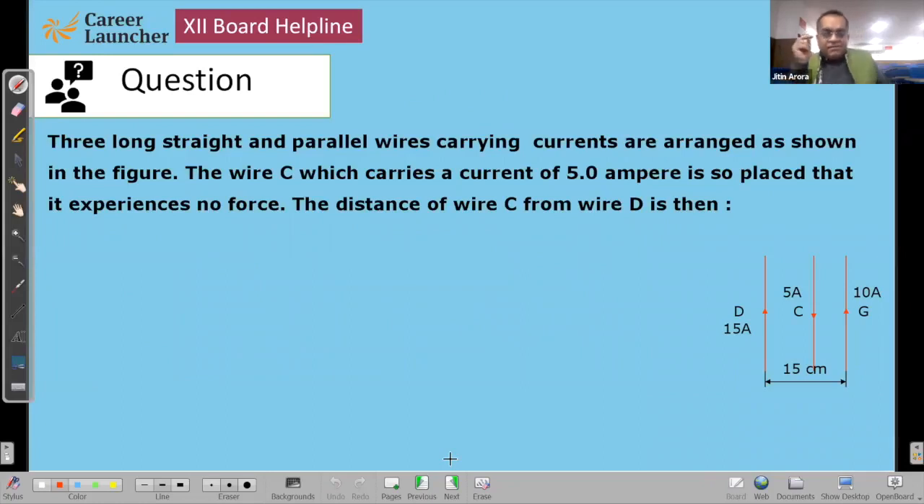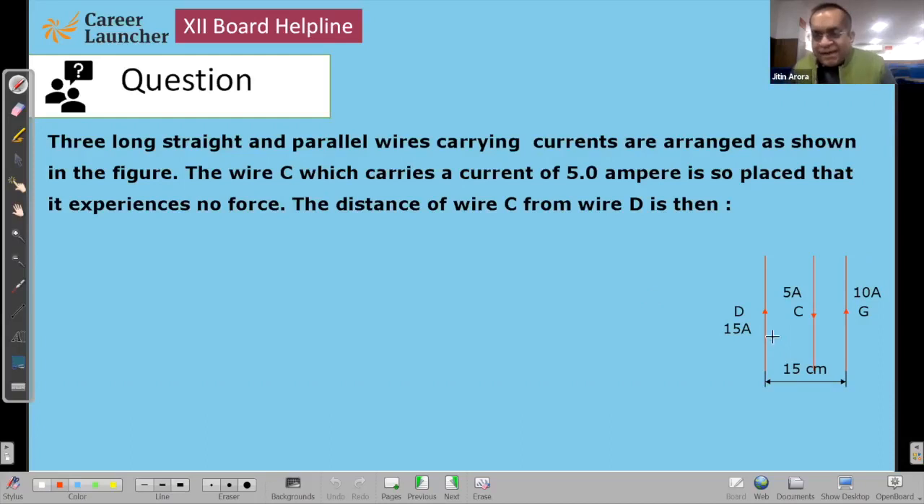अब आते हैं हम next question पे. 3 long straight and parallel wires carrying currents are arranged as shown in the figure. The wire C, which carries a current of 5 amperes, is so placed that it experiences no force. The distance of wire C from the wire D is then.